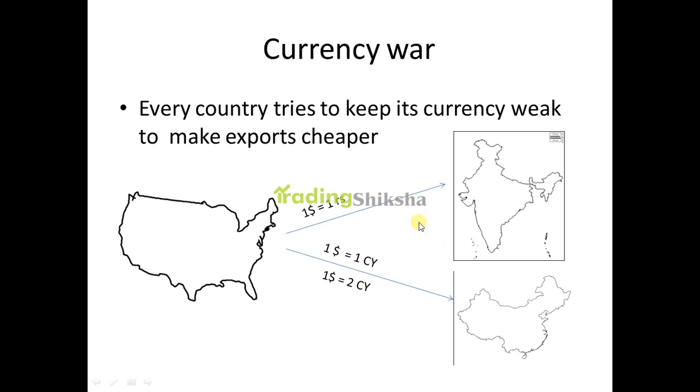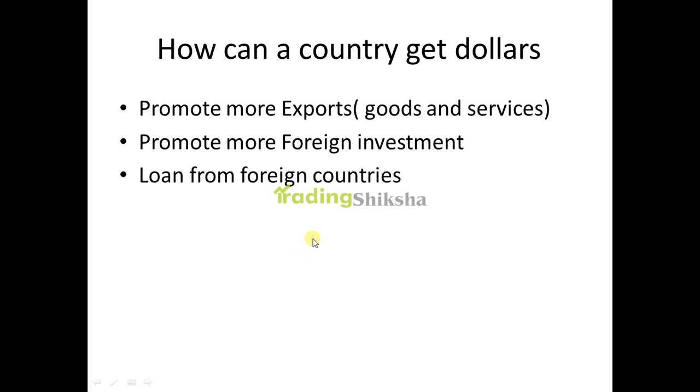Now again, to readjust this problem and to promote their exports, India would also devalue their currency so that $1 is equal to 2 rupees. Only then can India remain competitive in its exports. So you can see from this example, every country is now engaged in what is called a currency war. A currency war is basically every country devaluing its currency to promote its exports and to get dollars. Now you can understand the links.